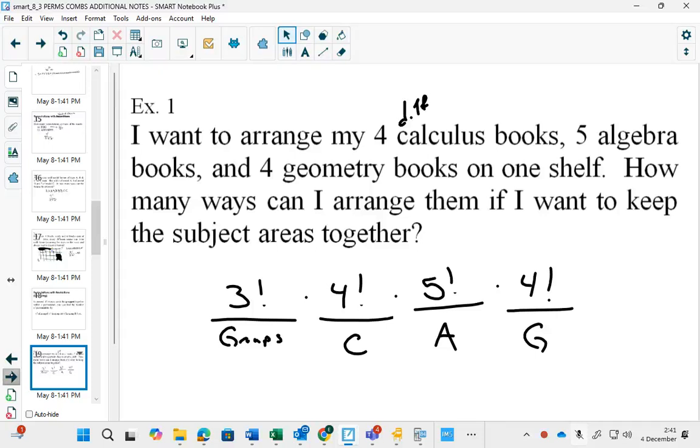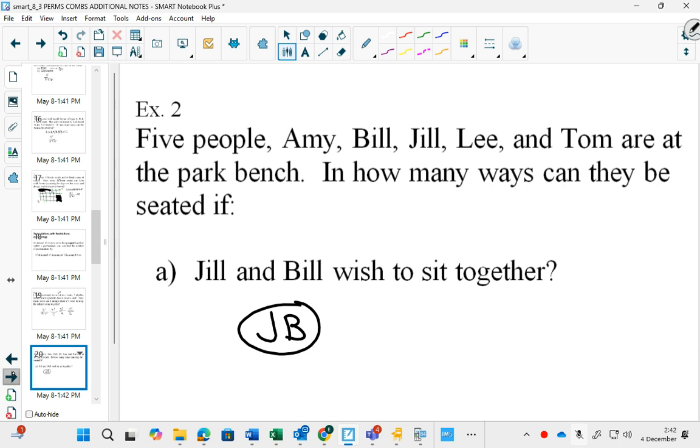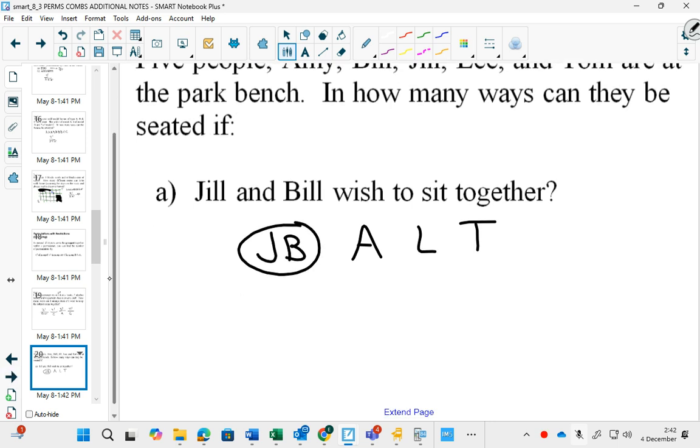All right. So here is our second grouping question. We've got 5 people. Amy, Bill, Jill, Lee, and Tom are at the park bench. How many ways can they be seated if Jill and Bill want to sit together? It's so nice. So it's a grouping question because you have to put Jill and Bill together, and then you still have Amy, Lee, and Tom. How many groups? Okay?